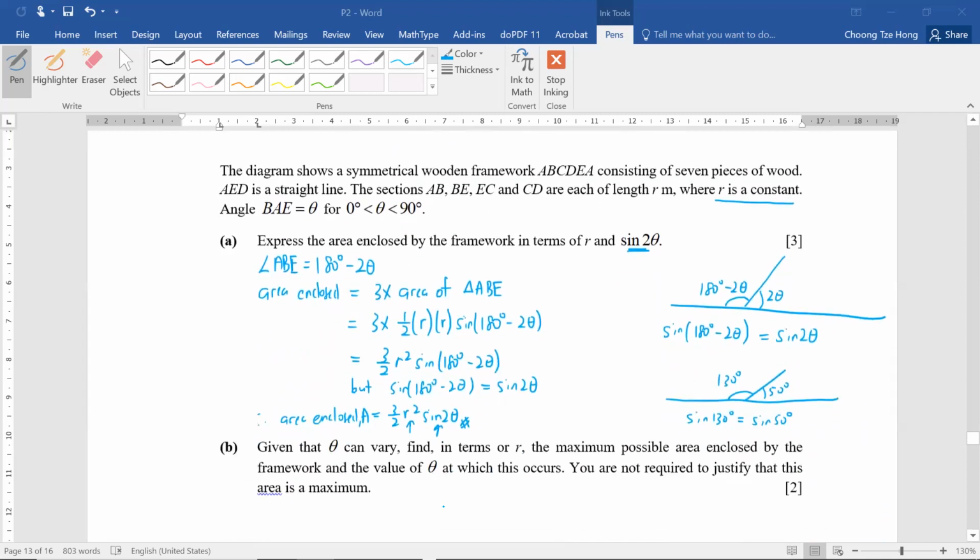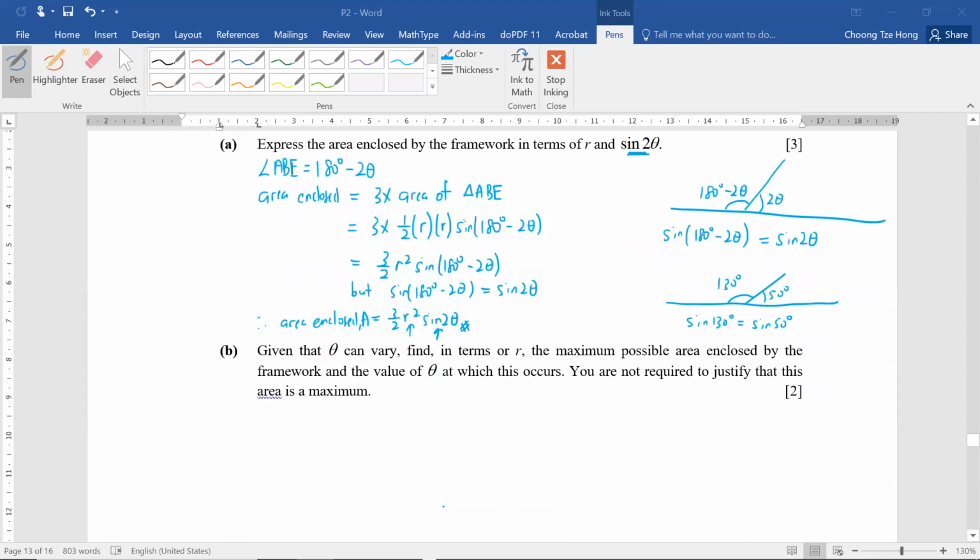In order to do that, if you recall, we will need to find dA d theta, and at the maximum area, dA d theta will be equal to 0. So let's go ahead and do that. We're going to differentiate this with respect to theta. So we'll get 3 over 2 r squared. Differentiate sine, you will get cosine. Now you need to apply a chain rule. Differentiate the 2 theta, you'll get 2, then you multiply by 2. So in other words, you'll get 3r squared cosine 2 theta.